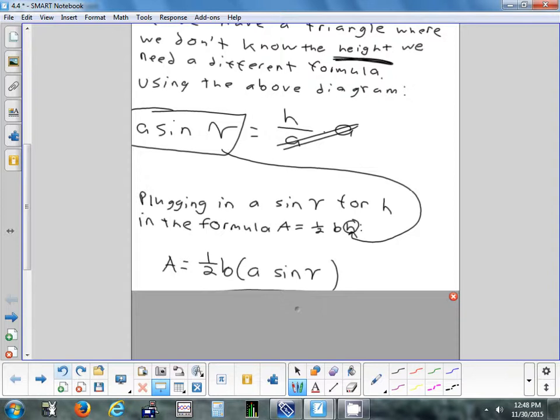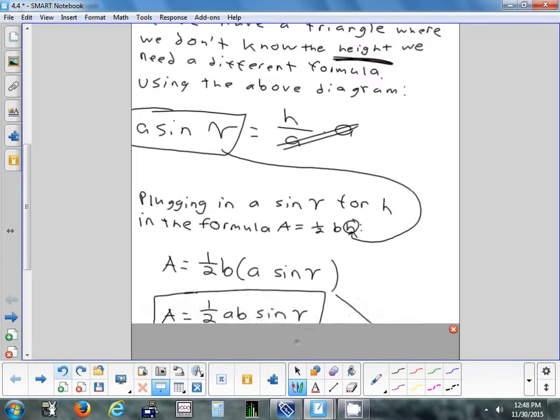Now, when I multiply two things together, does the order matter? No. Like if I do 2 times 3 or 3 times 2, it doesn't matter. So what they usually do is they like things in alphabetical order. So they write it as 1/2 AB sine gamma. There's no difference. It's just usually we put it in alphabetical order to remember it.